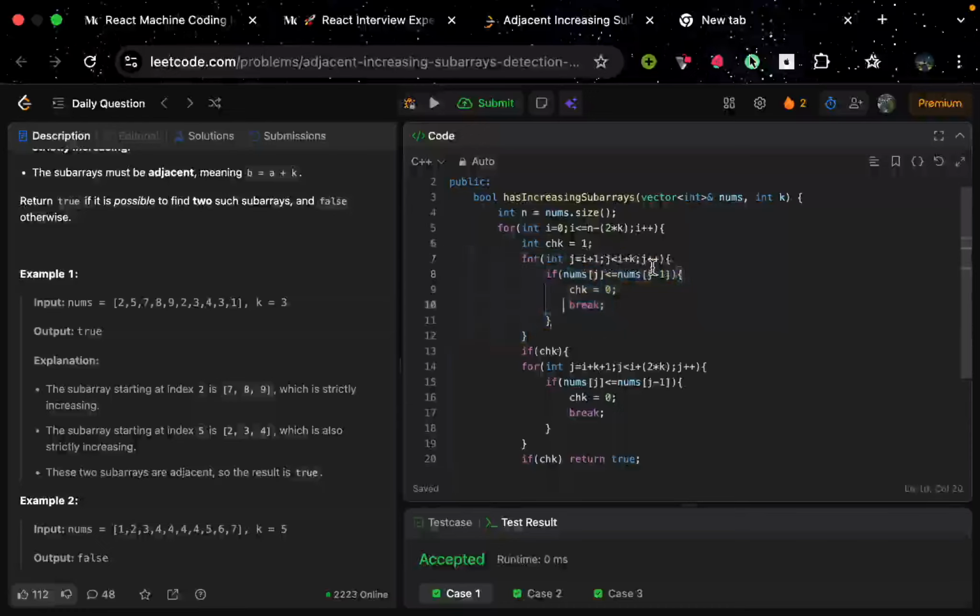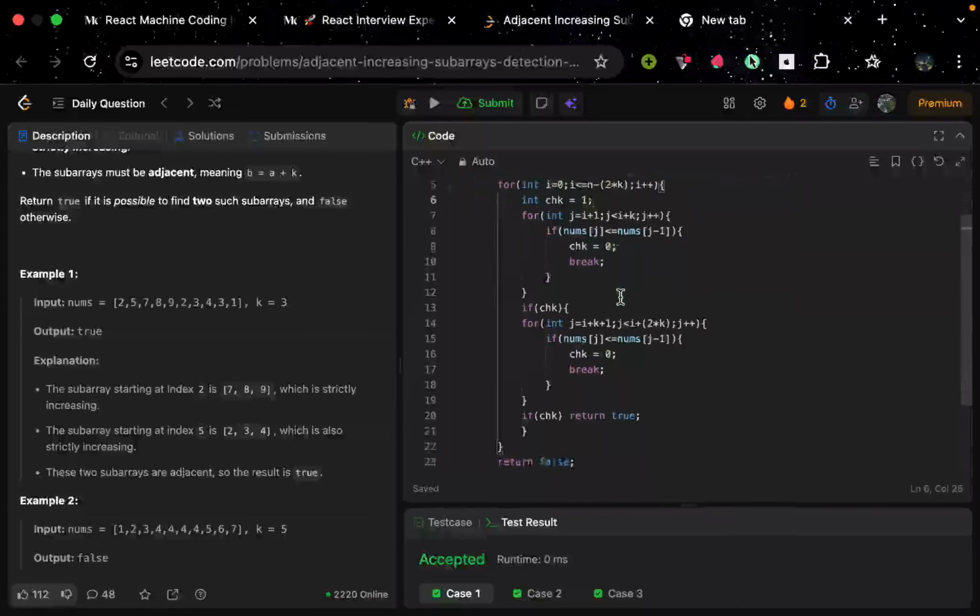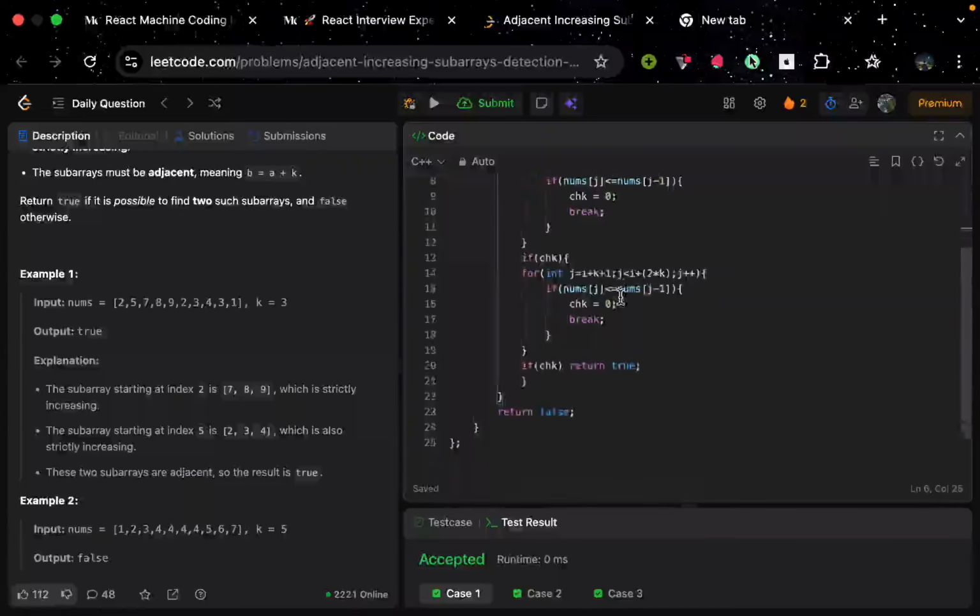I am creating a loop from i to i plus k, which means I am finding this length 3 subarray with this loop. If at any point my previous element is greater than the current element, then it means this is not a valid subarray. So I set the check variable to 0, which means I haven't found a valid subarray.